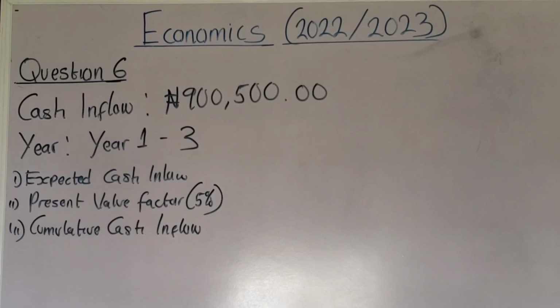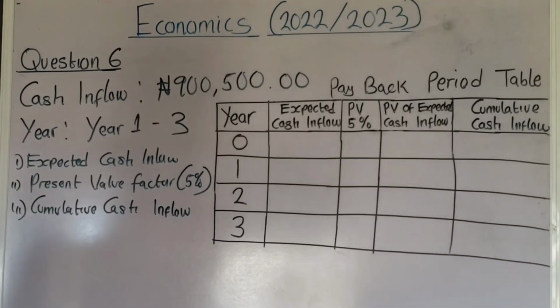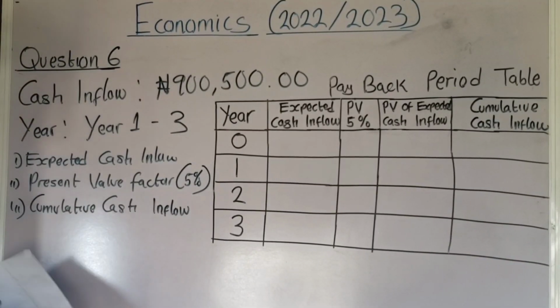So now we are asked to construct a payback period table. You just have to pay attention to the question. The question has already explained everything that you need. Now we are asked to construct a table. The table must include year, expected cash inflow, the present value of cash inflow, the present value factor at 5%, and the cumulative cash inflow. This is the table of the payback period.